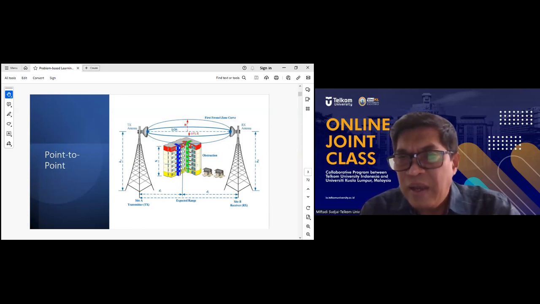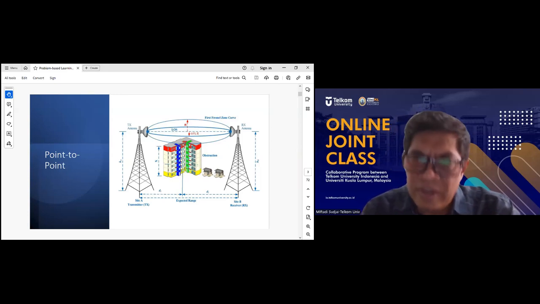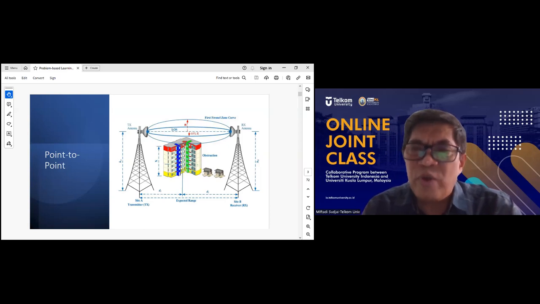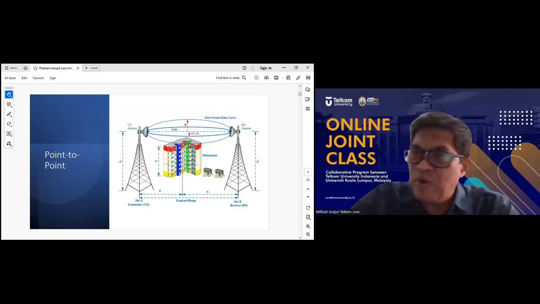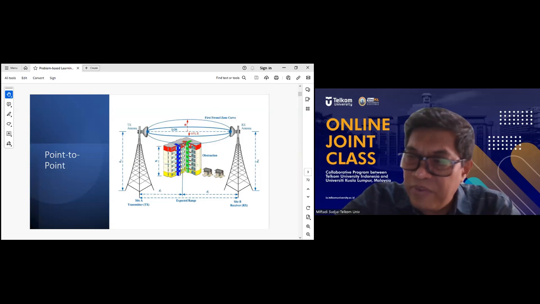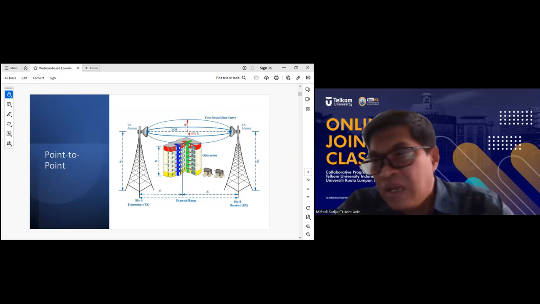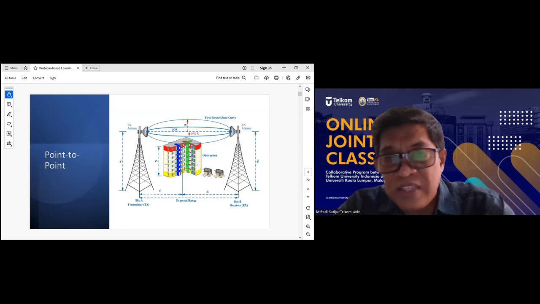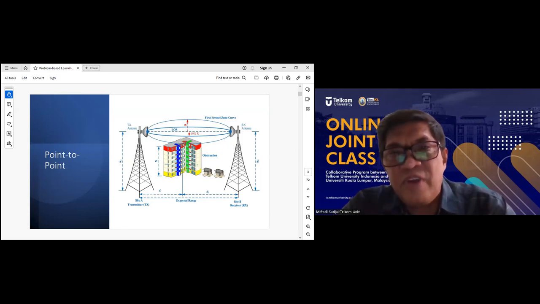So this kind of communication has been developed for a long time, for example, to provide a terrestrial microwave link. For example, for TV program distribution before the era of satellite, or even for some countries who do not have satellite coverage for broadcasting, normally they develop this kind of link to distribute the TV broadcasting program throughout the nation.